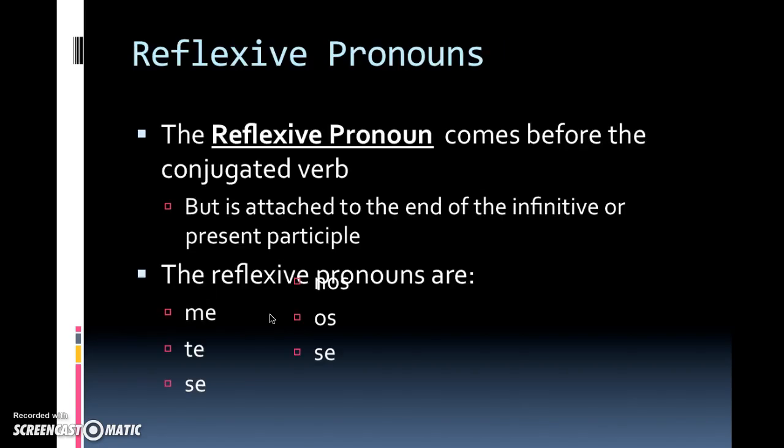So the reflexive pronoun comes before the conjugated verb, but it is attached to the end of the infinitive or the present participle. And the participles are the ando and iendo. And sorry about my formatting here, but it's a little off kilter. So I've got me, te, se, nos, os, se. And that's the normal chart that you would see. So me, plural is nos, te, plural is os, se, and se. So top left, top right box right there. Sorry about the mess up.